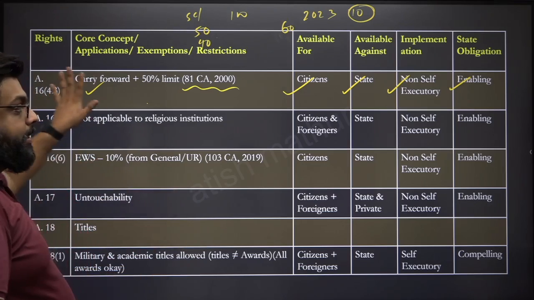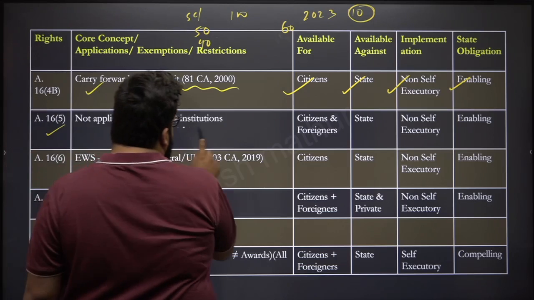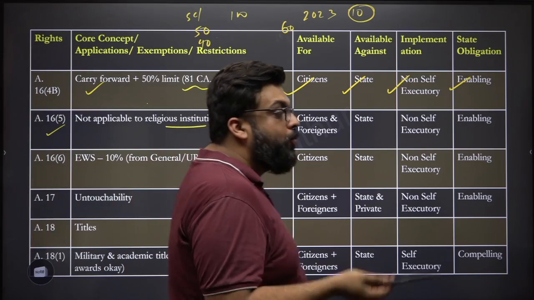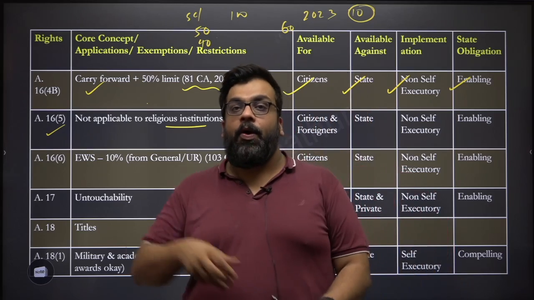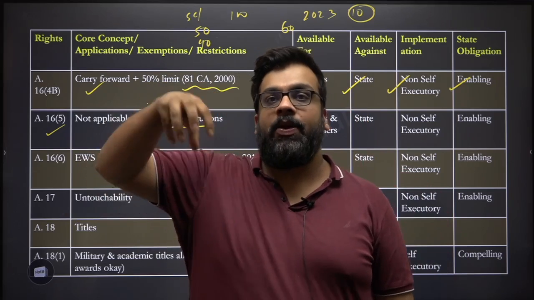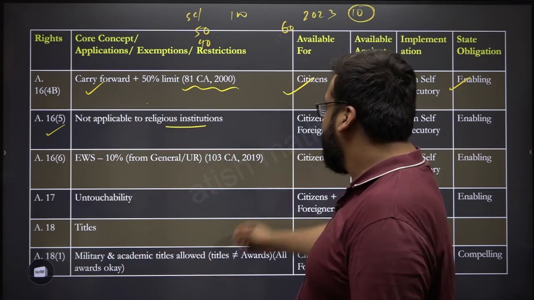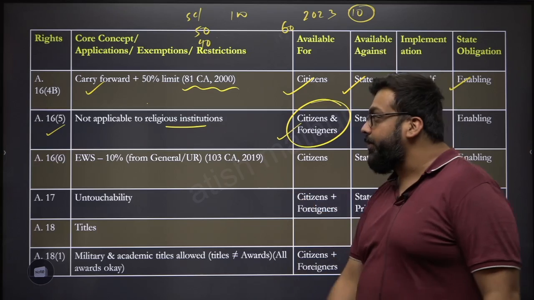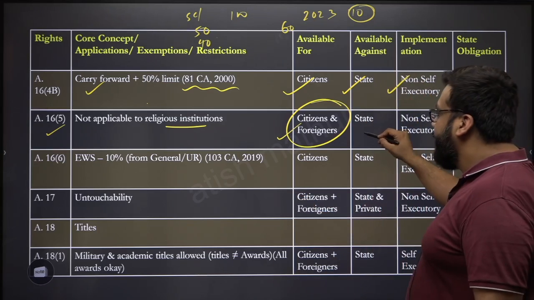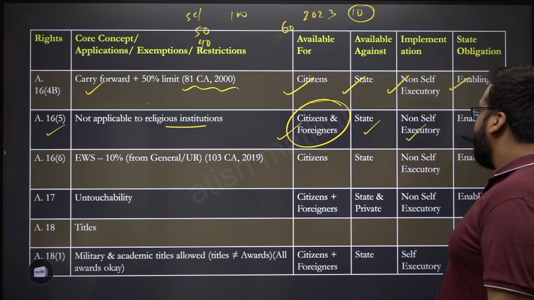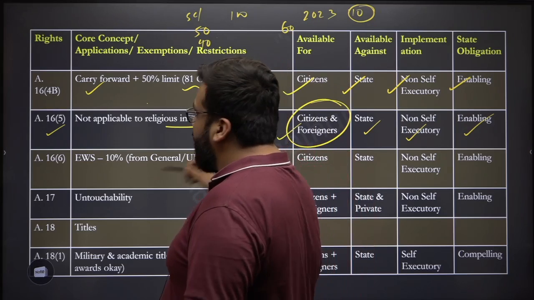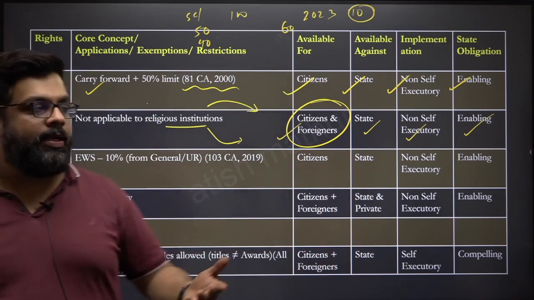Now the interesting part is here it does not mention citizens, because technically you can have foreigners occupying leadership positions in religious congregation organizations. So technically this right by jurisprudence can be available to citizens as well as foreigners, but only available against the state. It is non-self-executory and enabling in nature, and therefore there cannot be any law which provides for reservation to a religious institution, right?